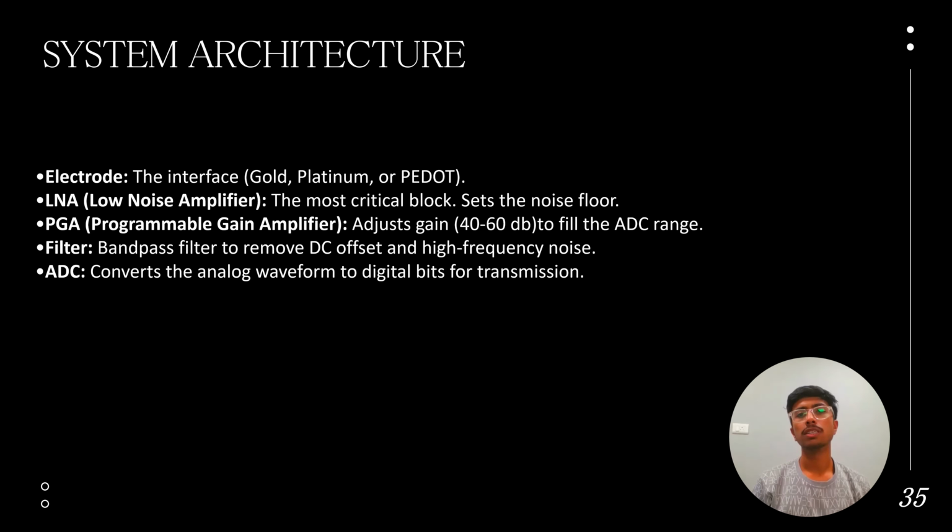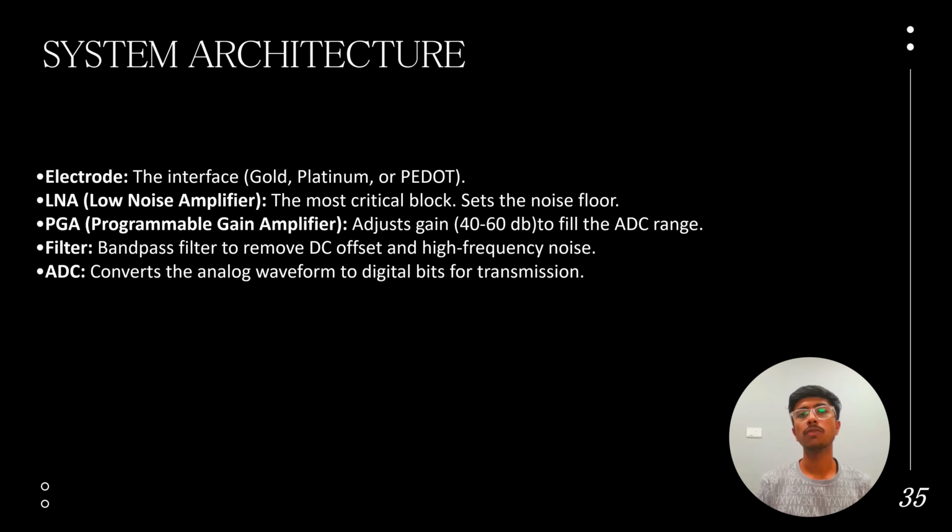Next comes the low noise amplifier or LNA, which is the most critical block in the system. Since neural signals are extremely small, the LNA amplifies them while setting the noise floor of the entire recording chain. After initial amplification, the signal passes through a programmable gain amplifier or PGA. The PGA allows us to adjust the gain, typically between 40 to 60 decibels, so that the signal fully utilizes the ADC input range. The amplified signal then goes through a bandpass filter.